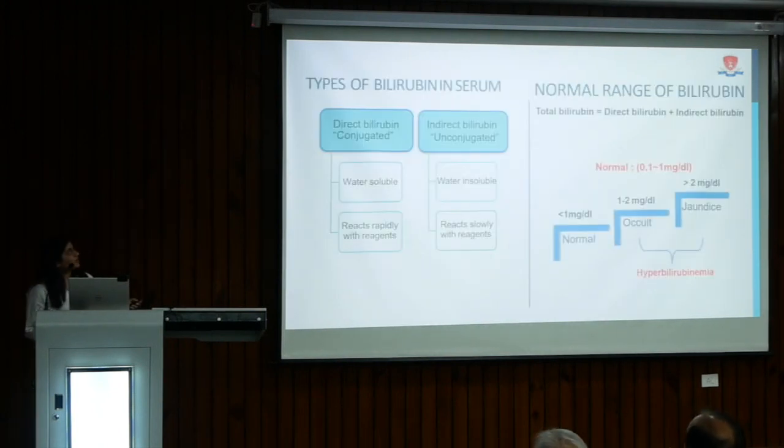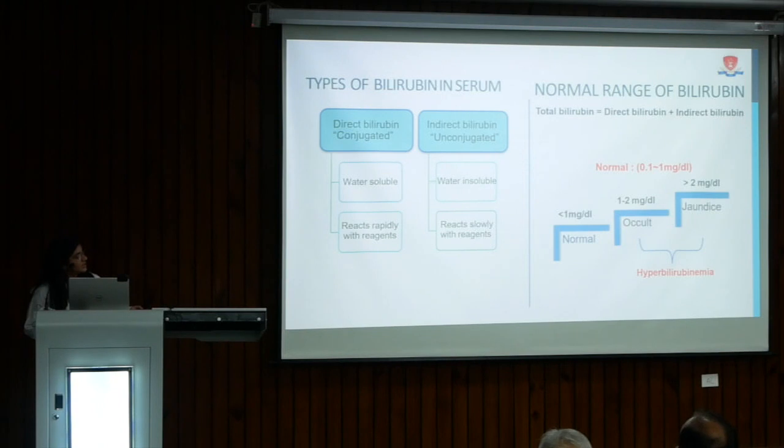The different types of bilirubin present in the serum are direct bilirubin, also known as conjugated bilirubin, and indirect bilirubin, also known as unconjugated bilirubin. Now, direct bilirubin, which is water soluble, reacts rapidly with reagents, whereas indirect bilirubin, which is water insoluble, reacts slowly with reagents. Now, it was essential for us to classify bilirubin into 2 types because the normal range of bilirubin in our body is a summation of both direct as well as indirect bilirubin.